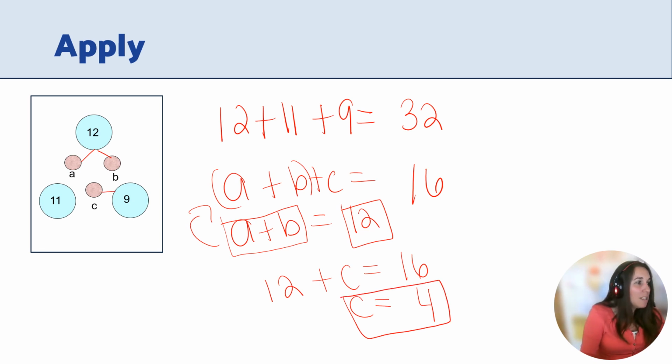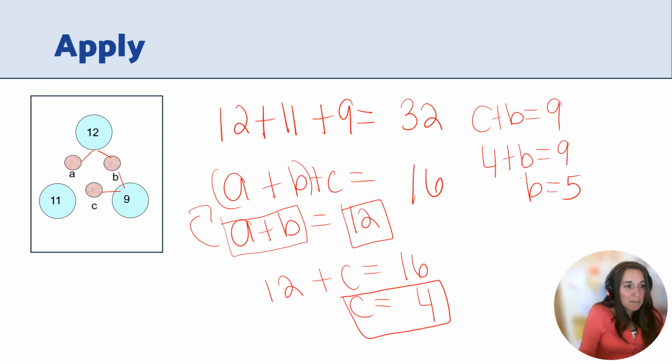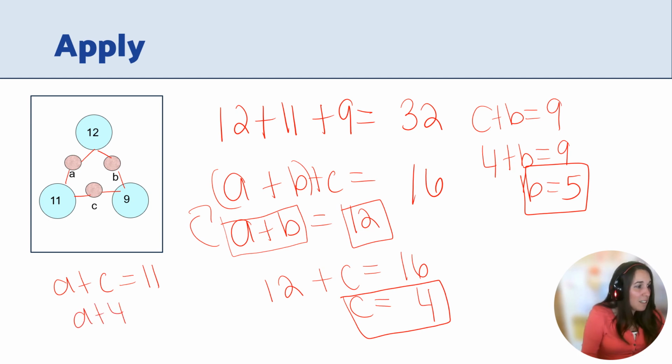And so now that I have C, I can go right back and say, okay, well, C plus B has to equal 9. But I know what C is. C equals 4. So 4 plus B has to equal 9, which means B has to equal 5. And then similarly, I can say, well, A plus C has to equal 11. But I know what C is. C equals 4. So A plus 4 has to equal 11, which means that A is 7.